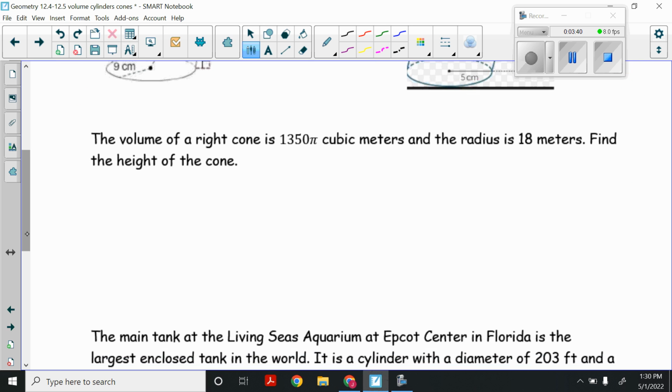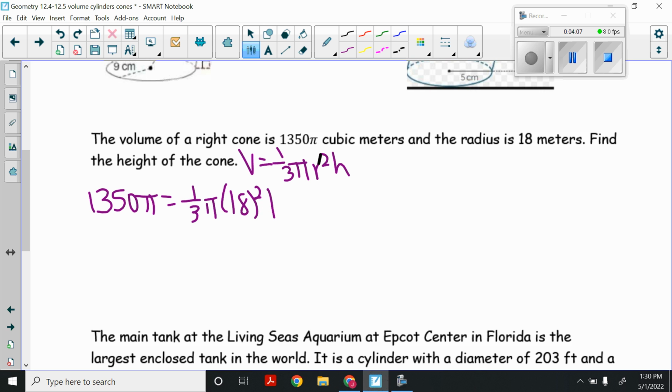So the next example, it says the volume of a right cone is 1,350 pi cubic meters, and the radius is 18 meters. Find the height of the cone. So again, I'm going to take the formula for the volume of a cone, 1/3 pi r squared h, and I'm going to plug in everything that I know. So for the volume, they tell me it's 1,350 pi equals 1/3 pi, the radius 18 squared, h, and I'm going to solve this for h.